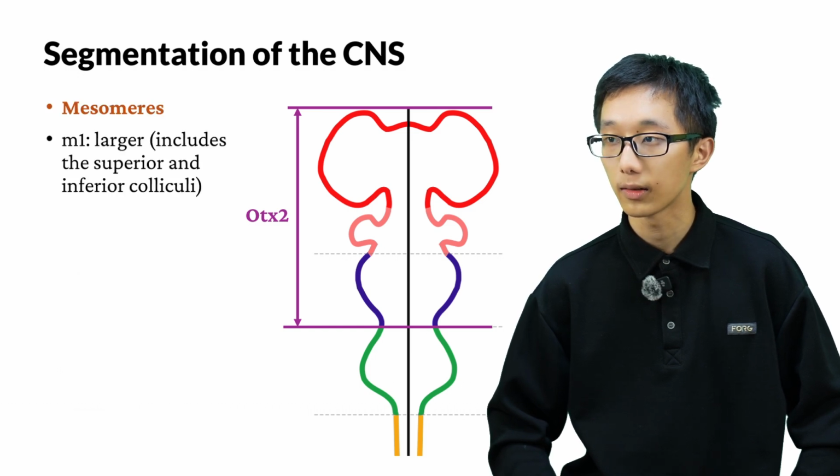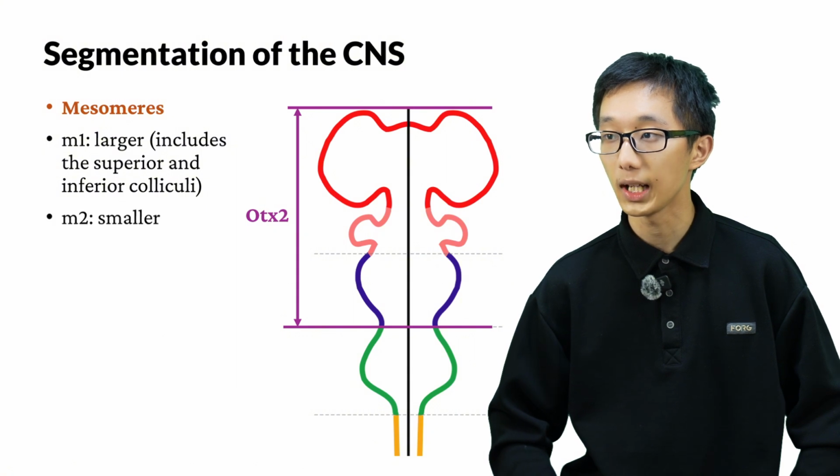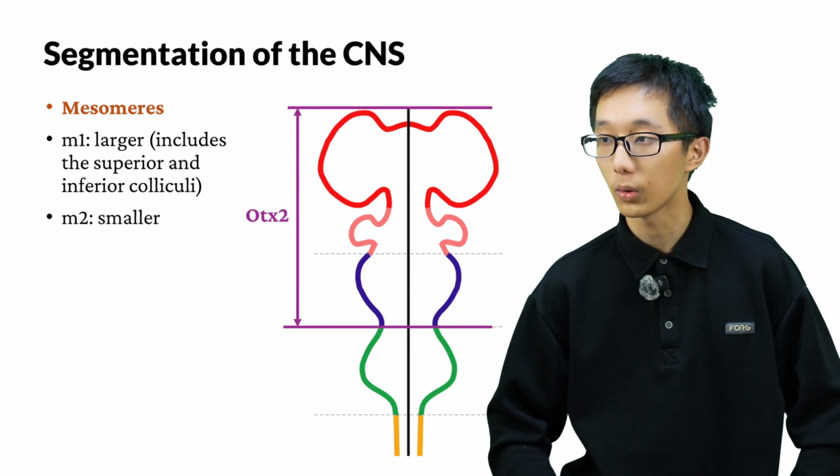In the mesomeres, we have M1, which is the larger segment and includes the superior and inferior colliculi, and the smaller segment M2. As we mentioned in the slide before, the mesencephalon and prosencephalon are marked by the expression of the gene OTX2.